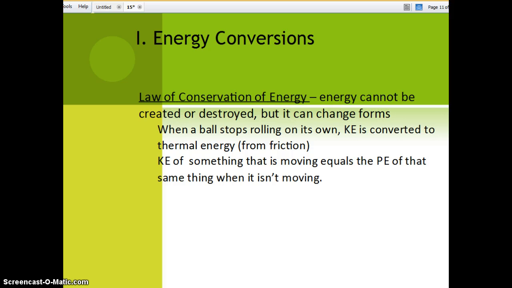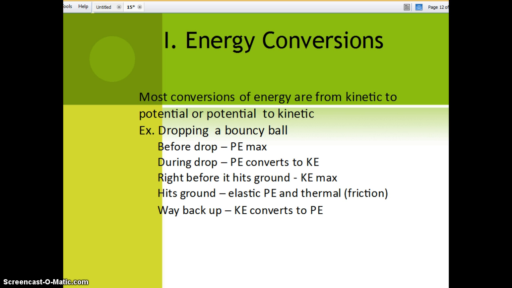So kinetic energy of something that is moving also equals the PE of that same thing when it is not moving, and that's an important point to know. Most conversions of energy are from kinetic to potential or potential to kinetic.